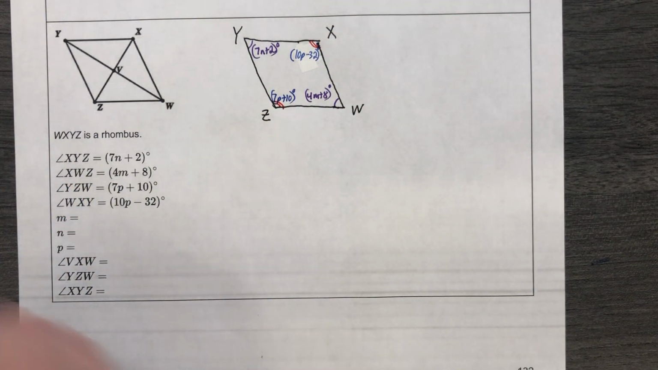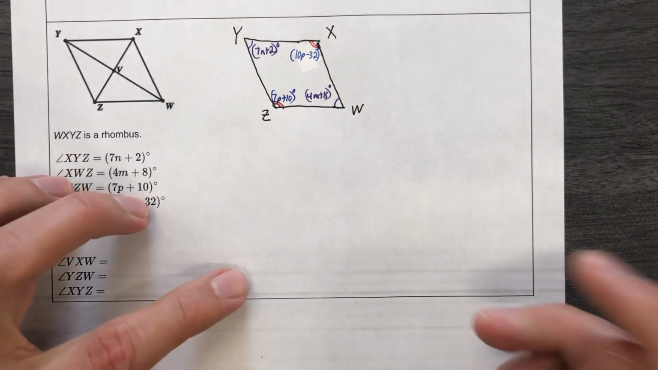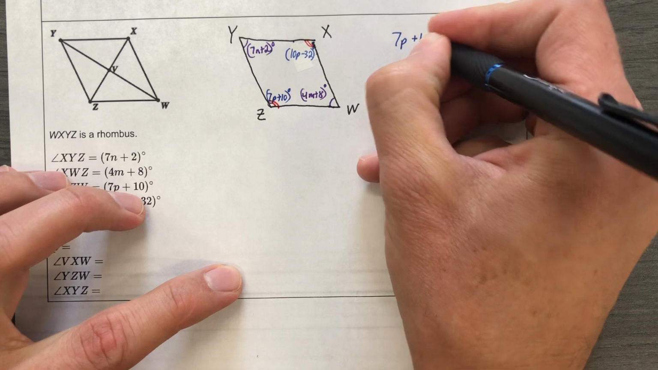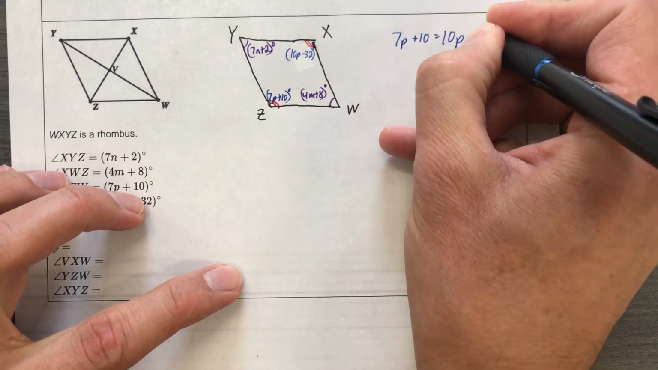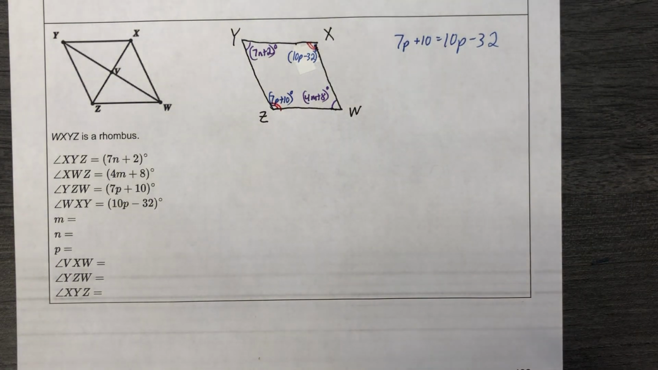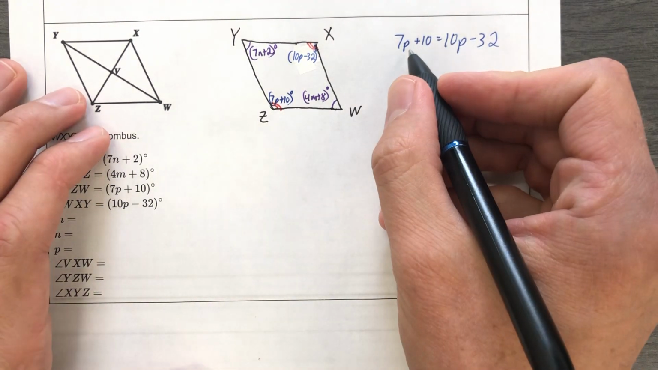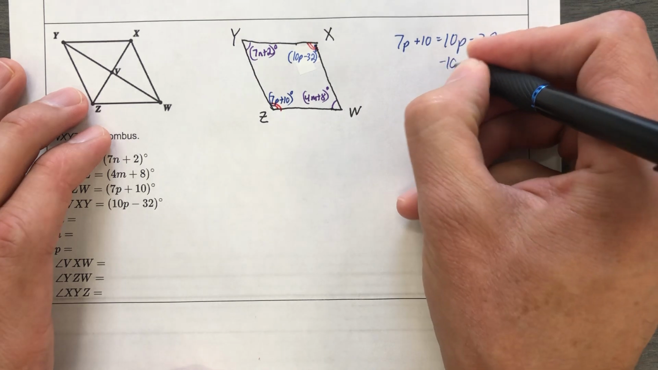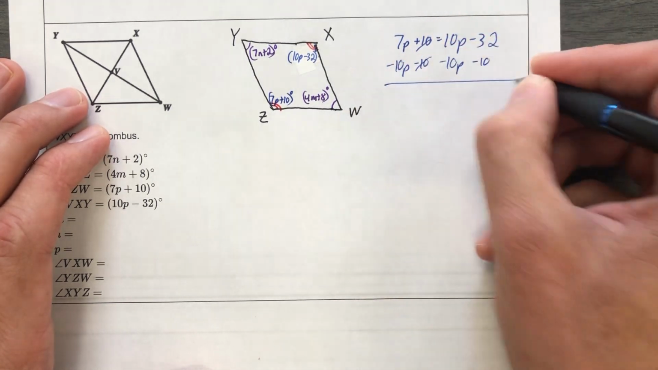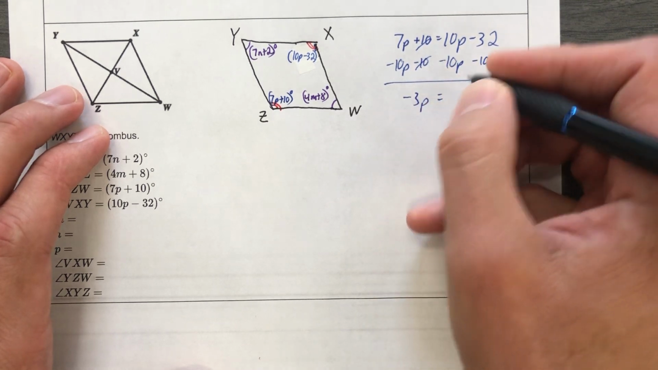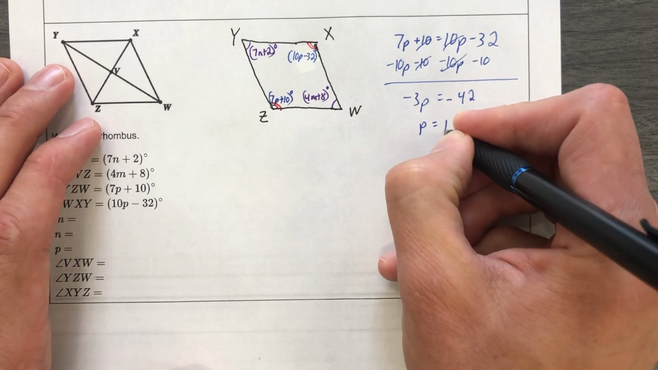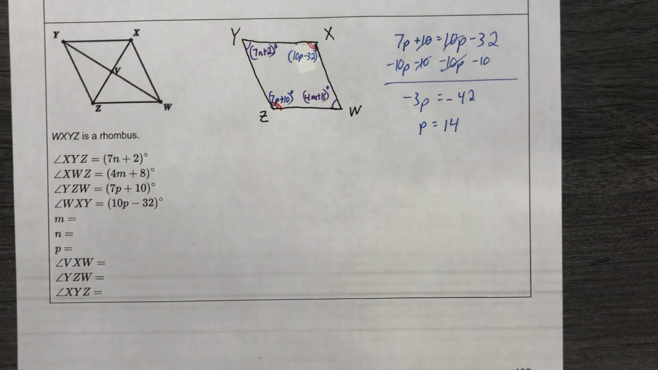So let's stick with blue. Major decision to decide what color to use. We're going to set this equal to that, so 7p plus 10 equals 10p minus 32. And again, we could have done that here, but we would have an n, we'd have an m, we would have 2 variables and 1 equation. Here we have 1 variable, 1 equation, so it's going to work. So we're going to subtract 10p from both sides, subtract 10 from both sides, and that gives us negative 3p equals, those cancel as well, negative 42. We'll divide by negative 3, and we're going to get 14. Okay, good to know.